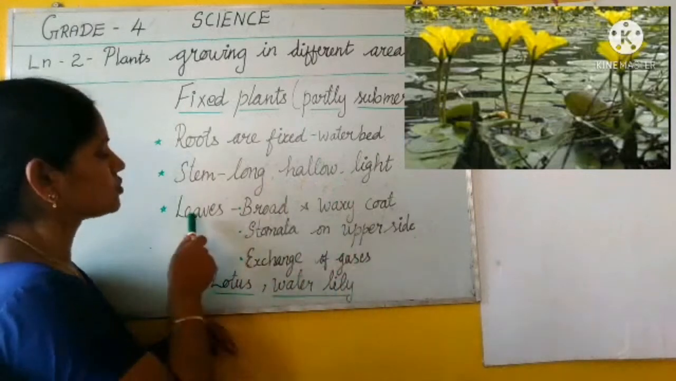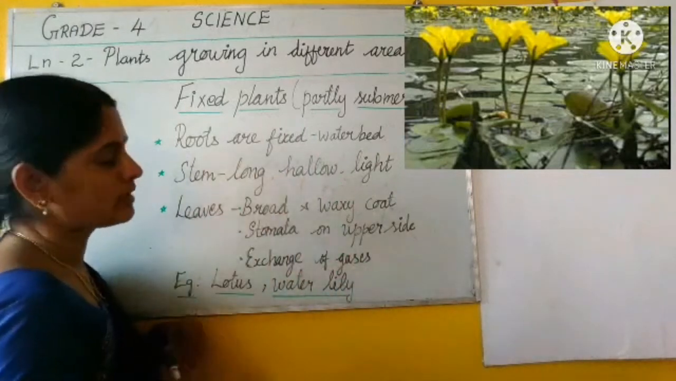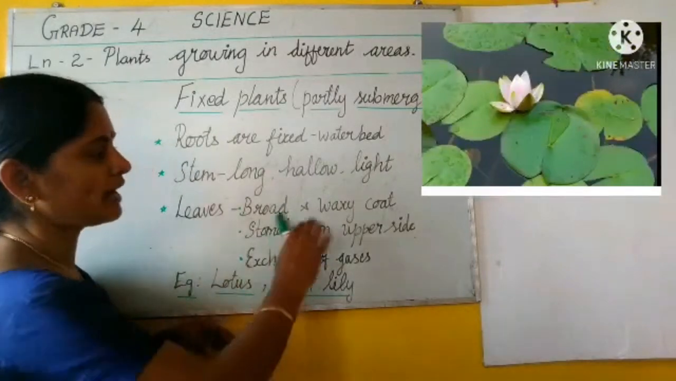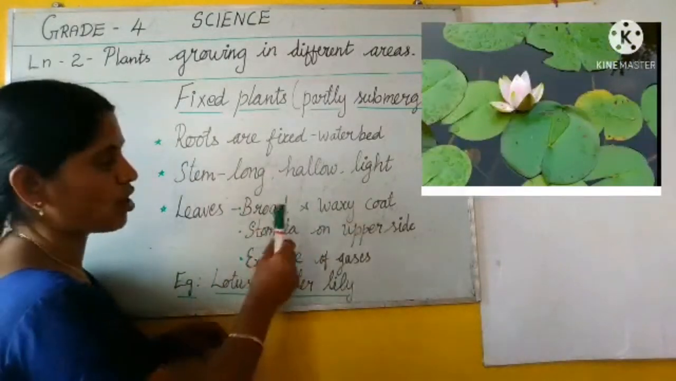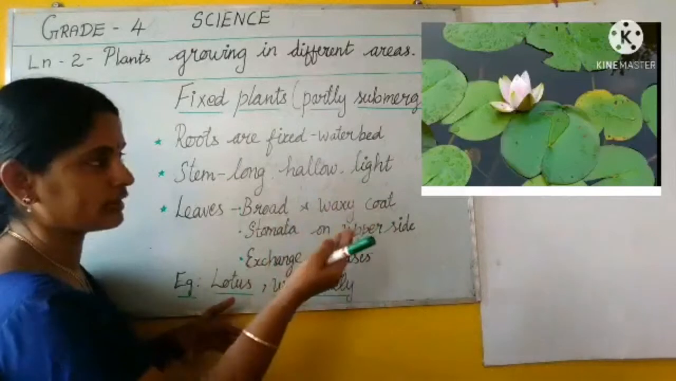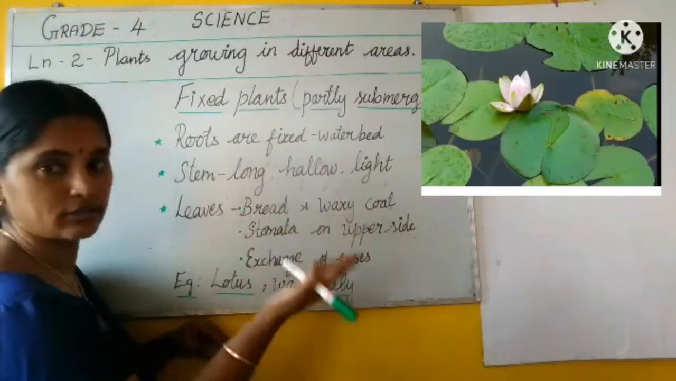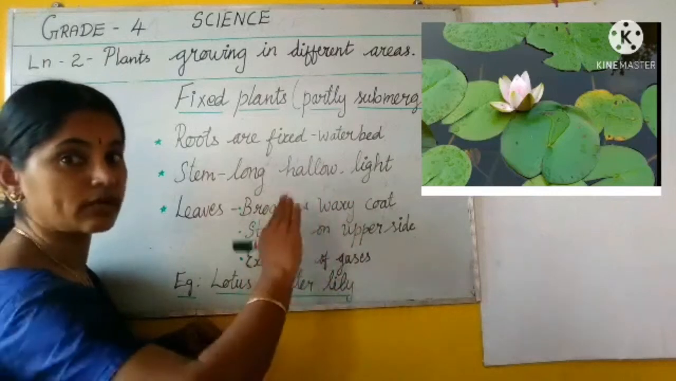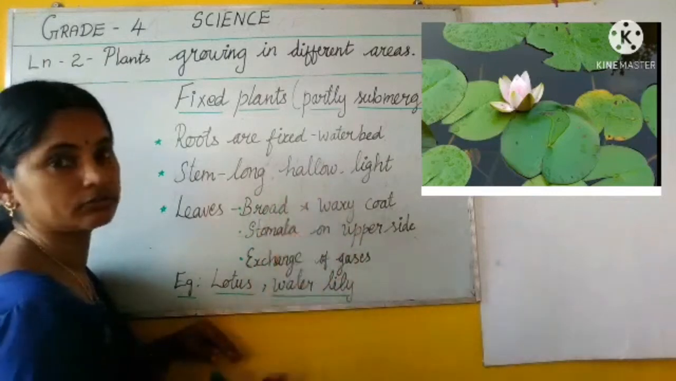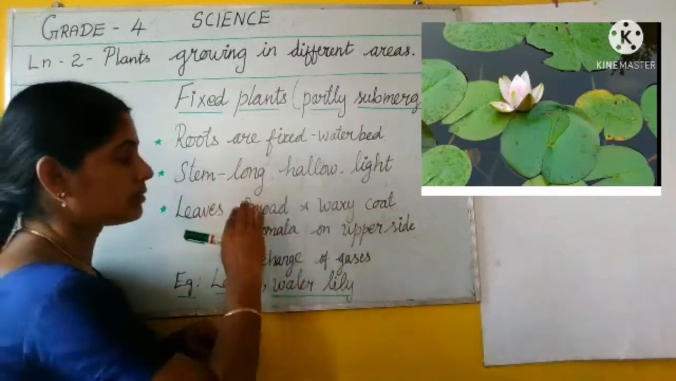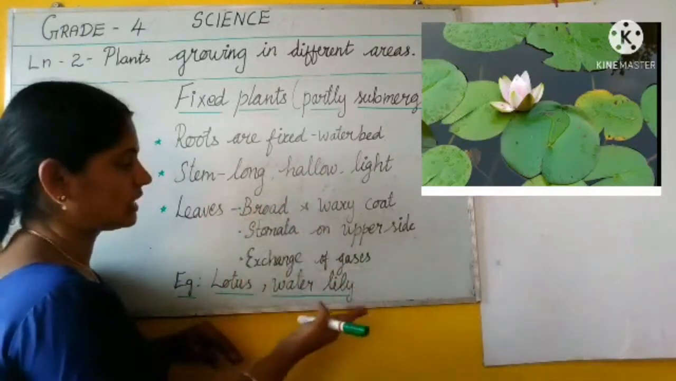Clear, children? Look at the leaves of the plants. Broad and waxy coated leaves. The leaves are broad and round, and look at the leaf, it has a waxy, shiny area. Because it is in water, it would otherwise decay, so it is waxy coated, like a wax coating. So, broad and waxy coated leaves.